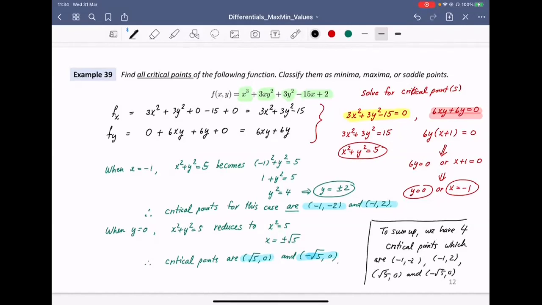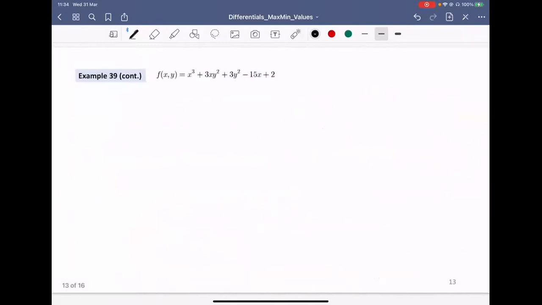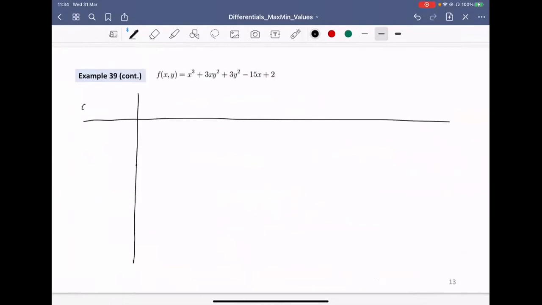Well, to reduce your work here, because if you have to do each of them, it's going to be too long, we're going to make a table. So let's see what I did here on the table. You ready? All right, so this is the same function as before. This is going to be my critical point. We have 4 critical points, which is (-1, -2), (-1, 2), (negative square root 5, 0), and (square root 5, 0).